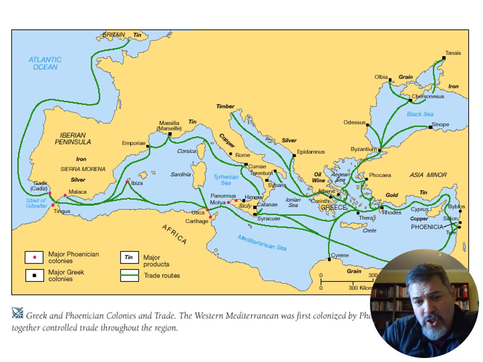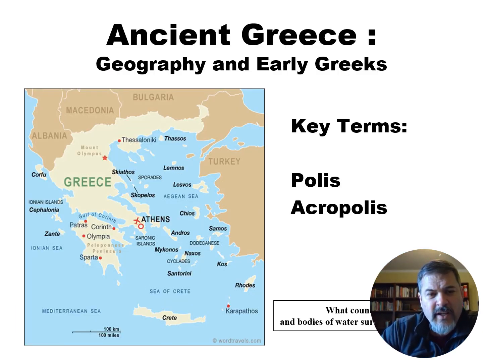So you're going to see a huge spread of Greek culture all throughout the Mediterranean world, throughout the Middle Eastern world, throughout the North African world. Ancient Greeks, geography and early Greeks, key terms would be polis, and then you have the Acropolis. The Acropolis is the town square or the center of town where you have a lot of the merchants, or you may have a defensive fortress. That's the city, the center of town where most of the men would go and talk about politics.